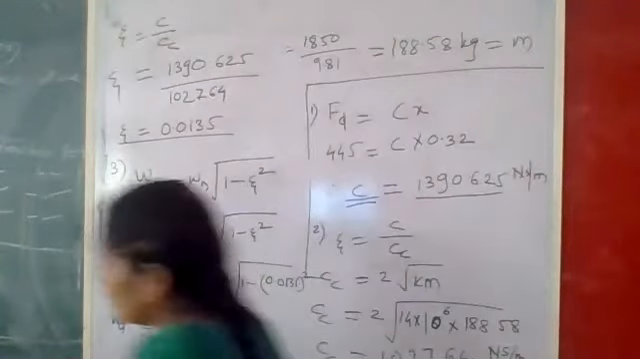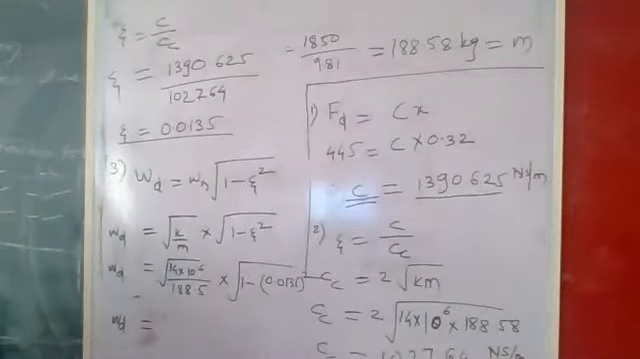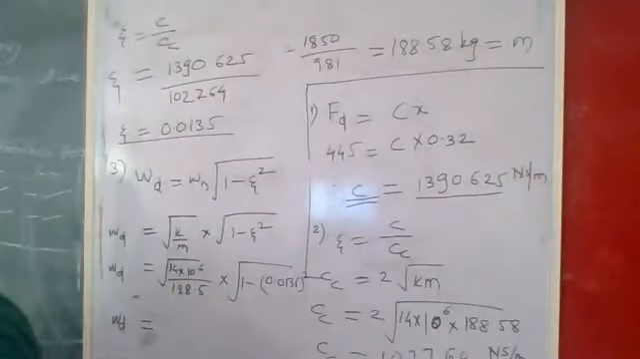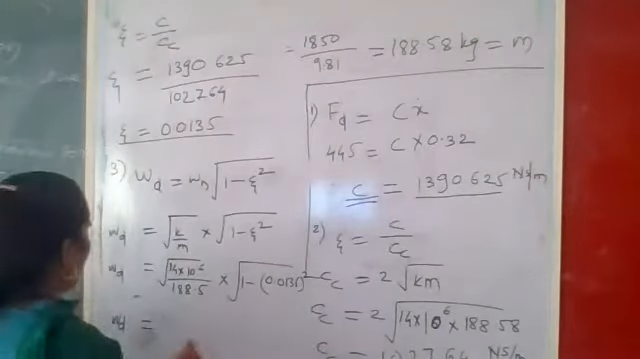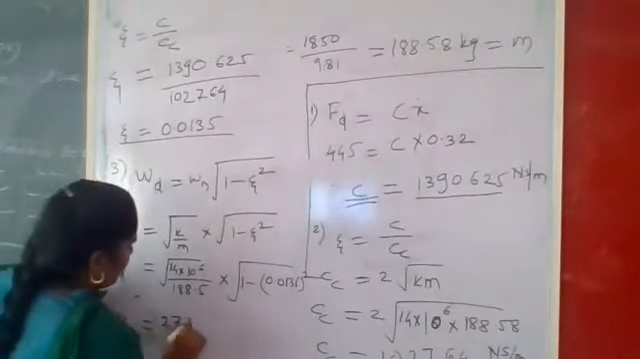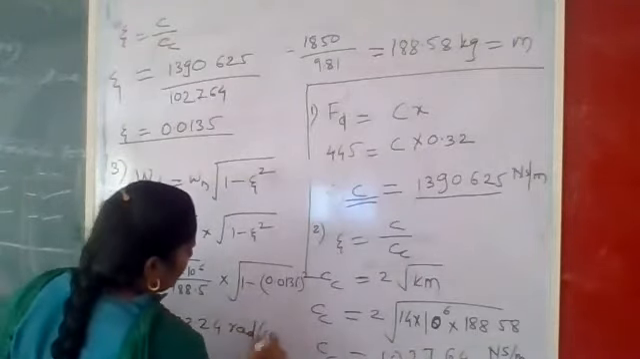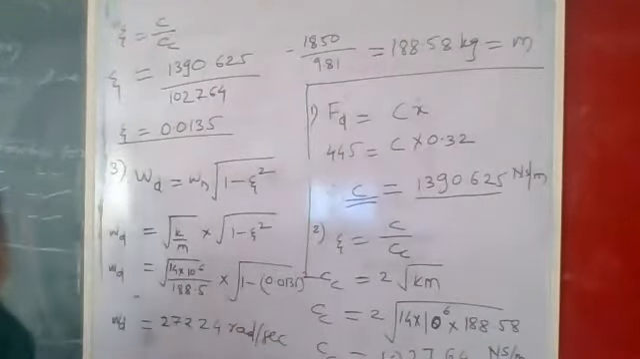Maybe Pranali ji has given me the value. Omega d is equal to 272.24. Okay. 272.24 radian per second. Okay.